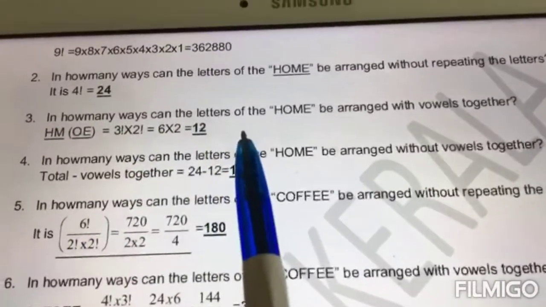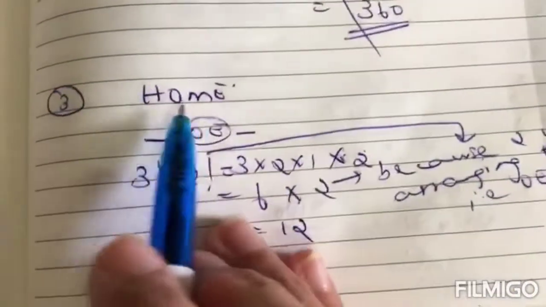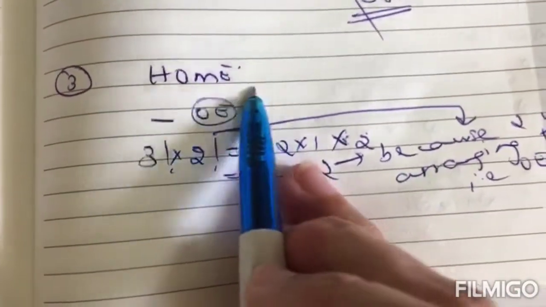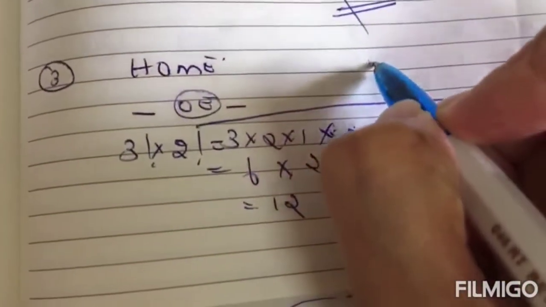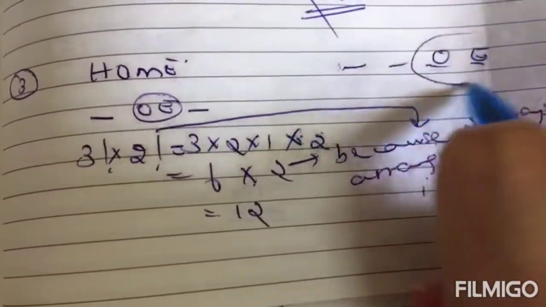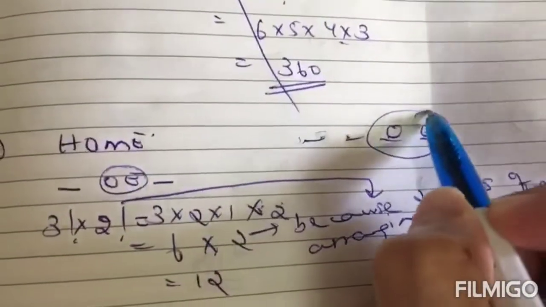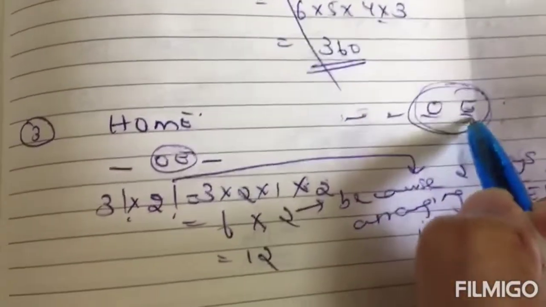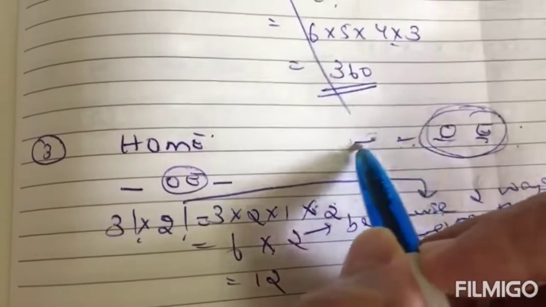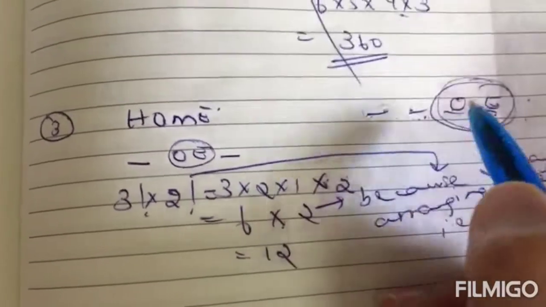In how many ways can the letters of the word home be arranged with vowels together? Okay. In the word there are two vowels, O and E. We originally have 4 places, but now we always have to keep vowels together. We can keep them here together, or here, or it can come here. If we treat this as one place because they are together, then how many places do we have left? 1, 2 basically, right? Sorry, 1, 2 and 3, right?